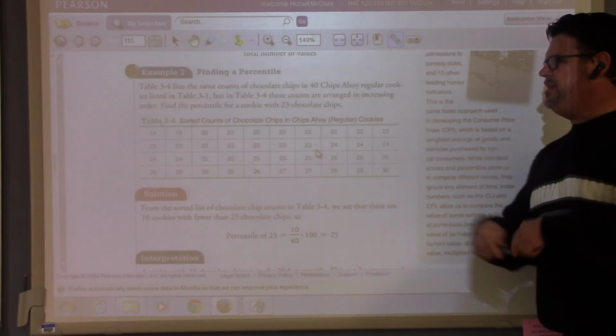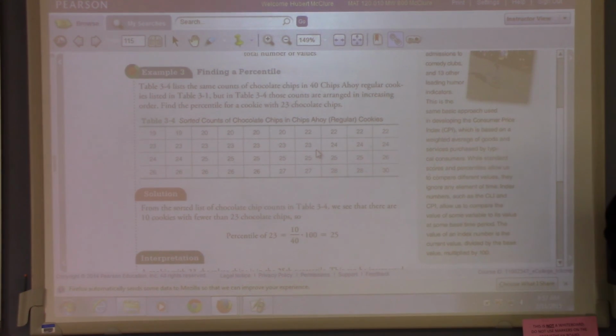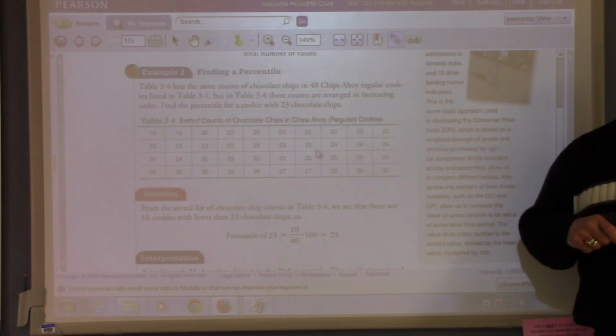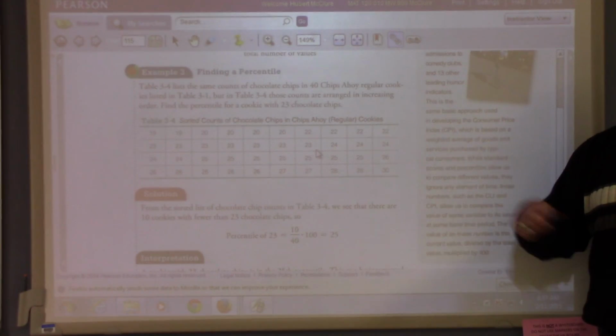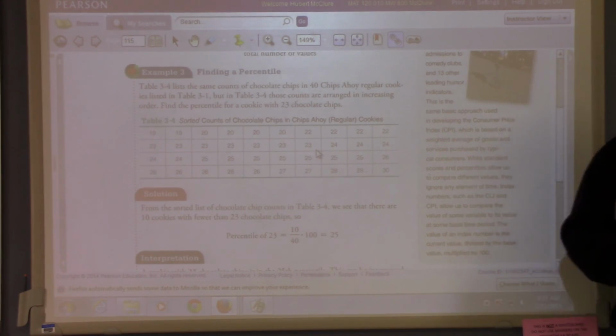Again, is it important? Well, you might have one question on the test about the percentiles versus 4 or 5 about the box plot. So let's get to the box plot.